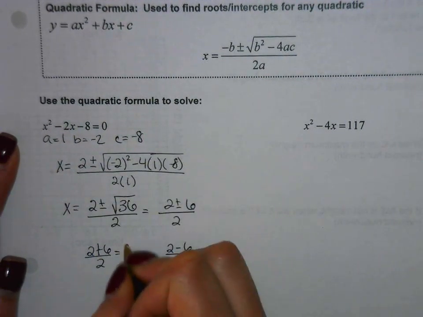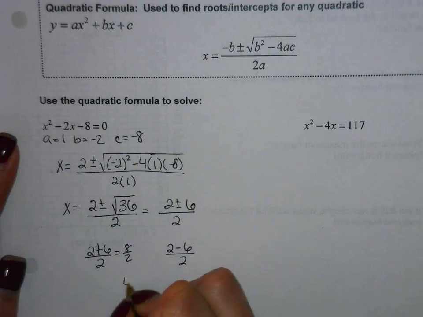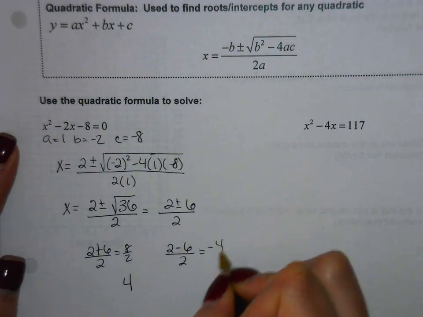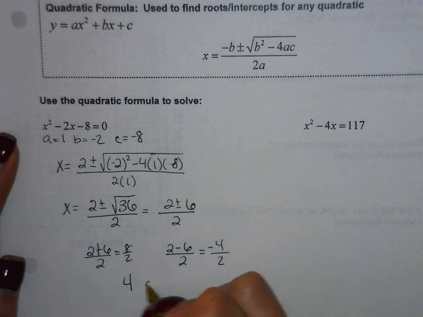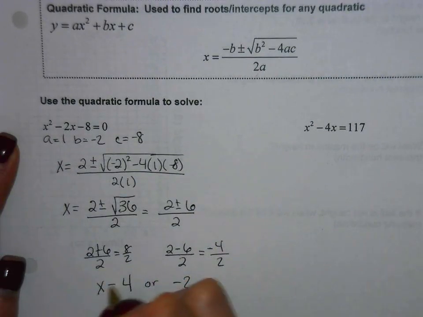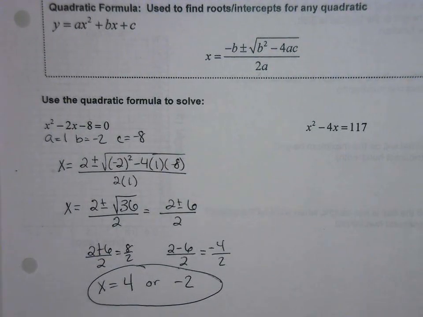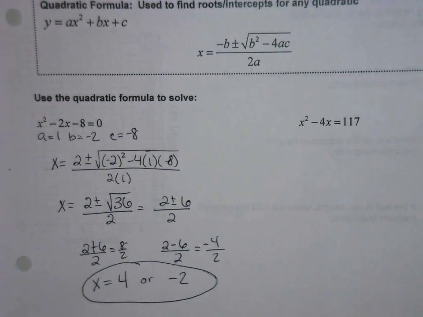2 plus 6 equals 8, and 8 divided by 2 is 4. 2 minus 6 is negative 4, divided by 2 is negative 2. So we know x equals 4, or x equals negative 2. So let's look at our next example problem.